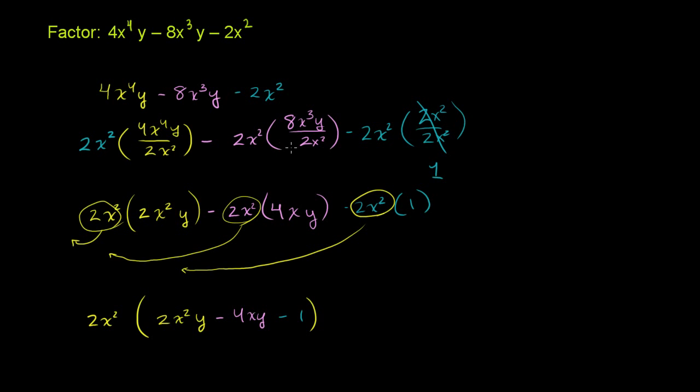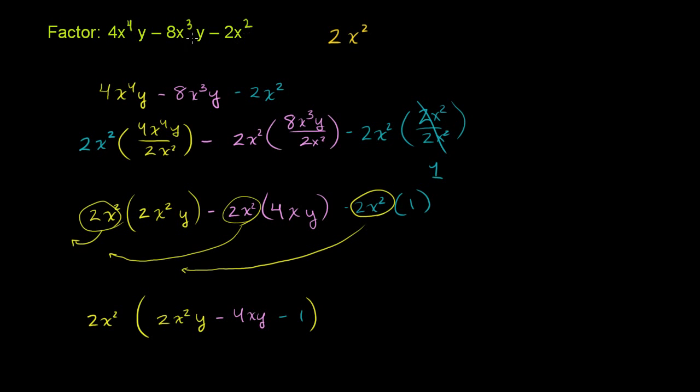Now, it looks like we did a lot of steps. The reason why I went through great pains to show you exactly what we're doing is so you know exactly what we're doing. In the future, you might be able to do this a little bit quicker. You might be able to do many of the steps in your head. You might say, OK, let me look at each of these. The biggest coefficient that divides all of these is a 2. So let me factor a 2 out. All of these are divisible by x squared. That's the largest degree of x. Let me factor an x squared out.